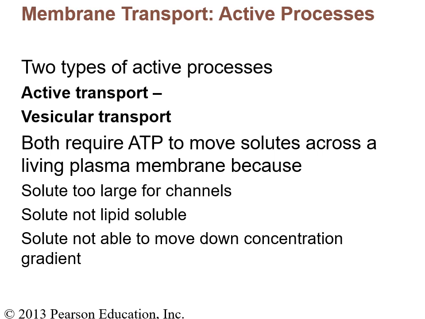Now, both of these processes require ATP to move solutes across a living plasma membrane because the solutes are too large for the channels. That's the case of vesicular transport. Or they're not lipid soluble, or the solute is not able to move down the concentration gradient. Earlier, I talked about active transport being involved with moving things against the gradient. So that's what we're talking about here.